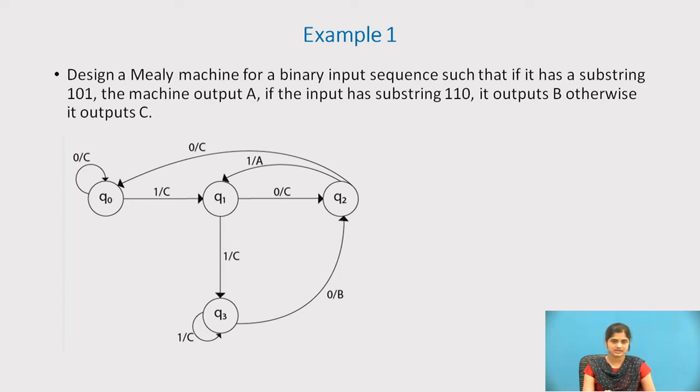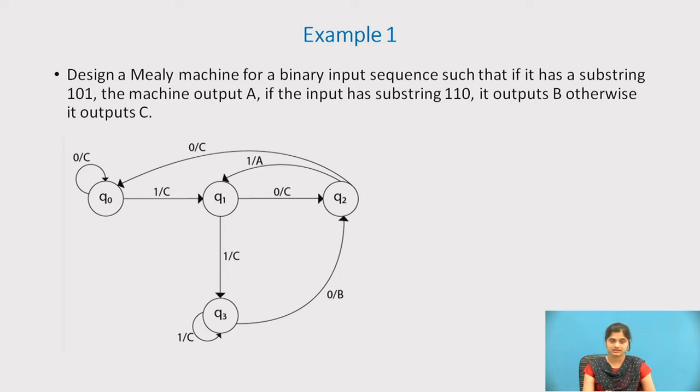In Q0 state, if 1 is given as input, it is reaching Q1. If 0 is given, it is reaching Q2. And if again 1 is given, it is reaching Q1. And for 101, we want the output as A. So at Q1 state, you can find that the output is A.